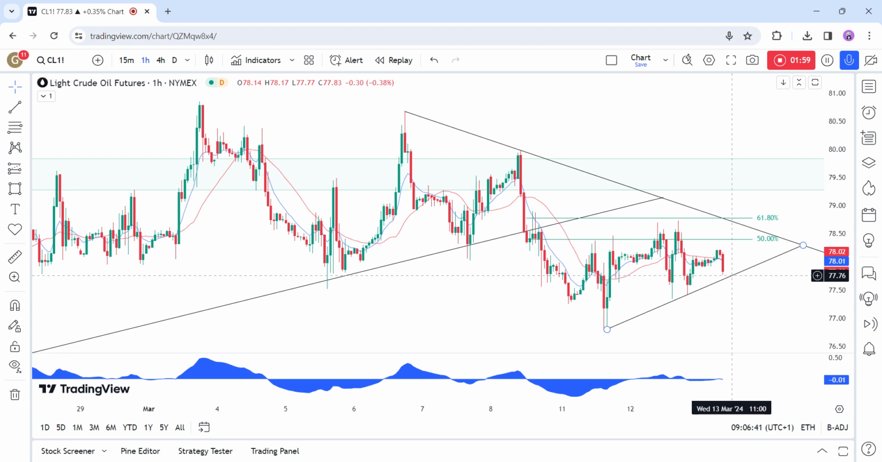The buyers, on the other hand, might lean on this counter trend line to position for a break above this downward trend line with a better risk to reward setup.